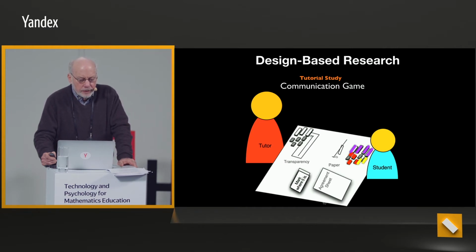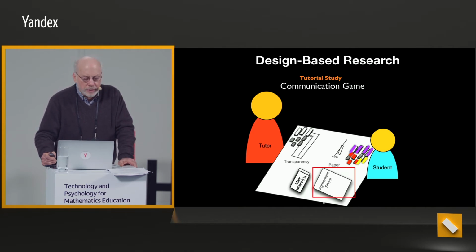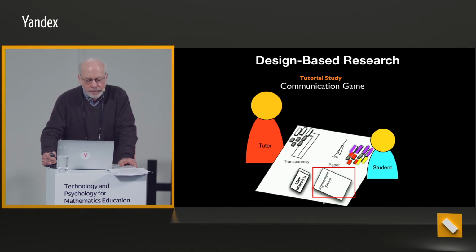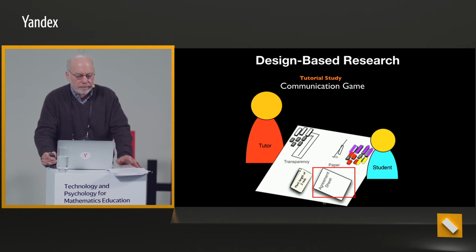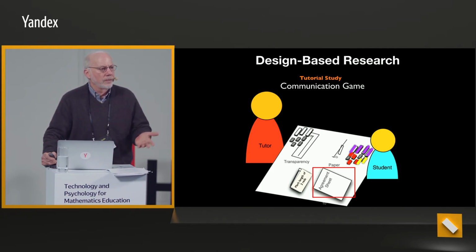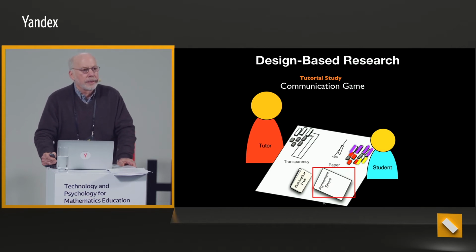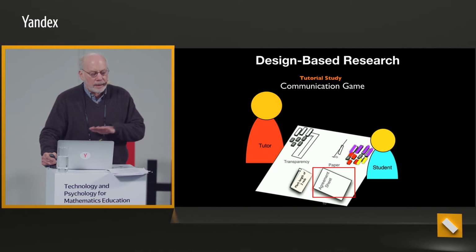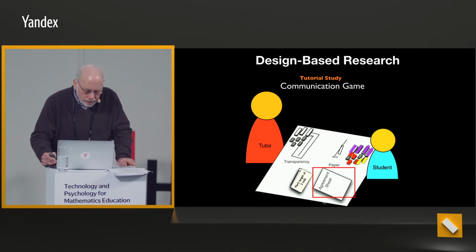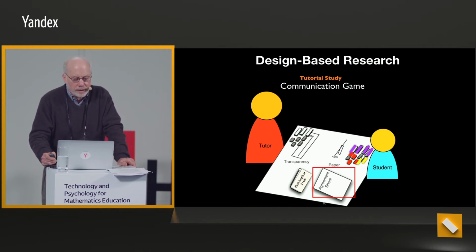A second design feature of the game was the introduction of what became definitions and principles that were recorded on an agreement sheet. In this game, there's a pile of cards that have problems on them. They're turned over one by one, and the student has a number line on a physical piece of paper, and the tutor has a transparency. The student and the tutor are both supposed to construct the point that's signaled by the problem card, like mark the length of three reds on the number line.